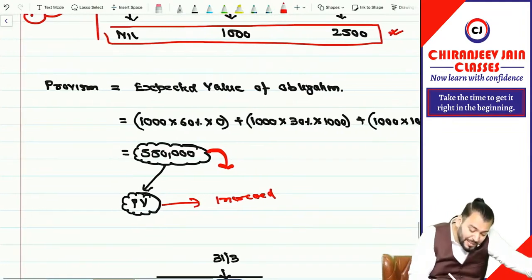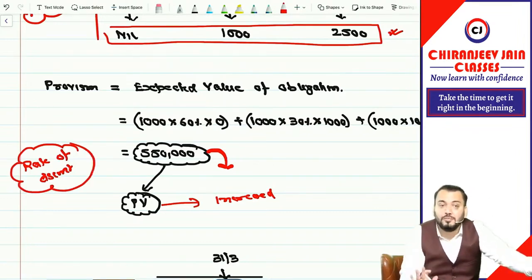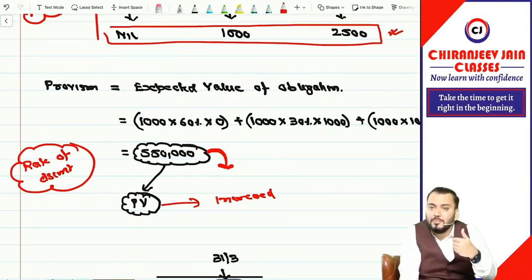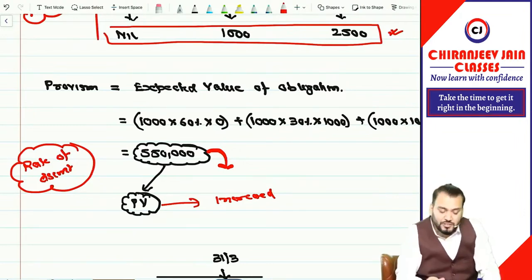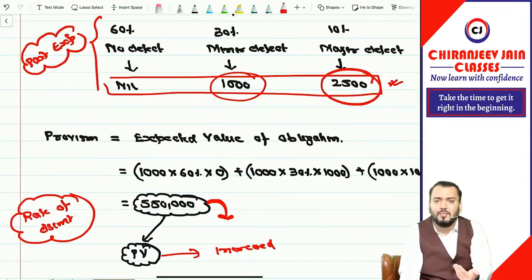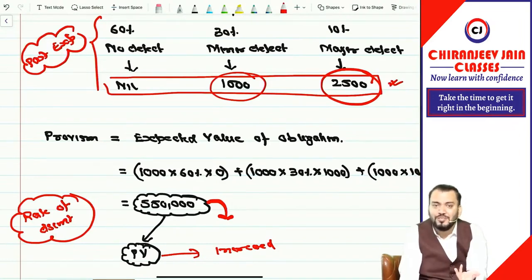Or whatever rate of discount you have taken should be adjusted. Either of these three can be done for giving the effect of risk and uncertainties. Means in exam, one of the ways will be given. They will say increase the outflow by 5%, so you will do 1000 plus 5%, 2500 plus 5%, and then make the weighted average. Or they will say increase the present value by 10%, so you increase the present value by 10%. Whatever is given, that you will do.